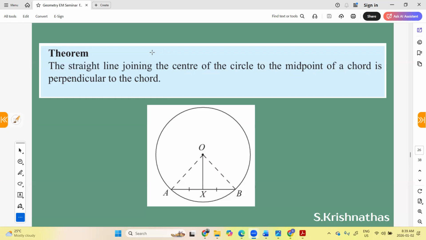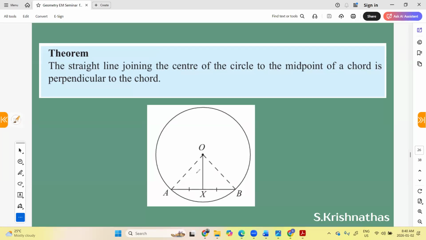Okay, the theorem: the straight line joining the center of the circle to the midpoint of the chord is perpendicular to the chord. Students, this is a chord, this is the center, this is the midpoint. Then what happened? This is perpendicular. That is the theorem.